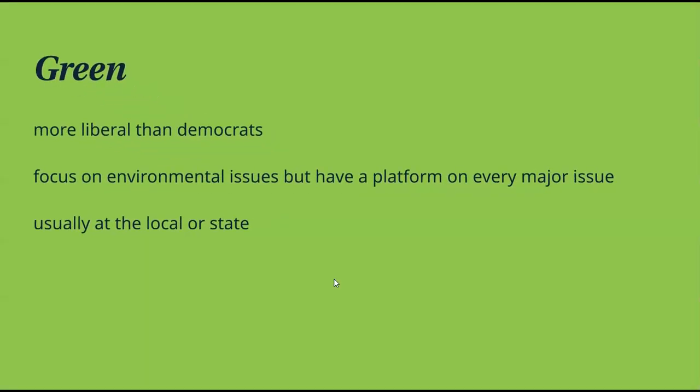The Green Party, they are more liberal than Democrats. So when we're talking about this line, if Democrats are here on the political spectrum, Green Party is usually going to be even more liberal than that. They focus on environmental issues, but they do have a platform for every major issue, so they are not a single issue party anymore. They started as a single issue party, but they have expanded. Green parties do pretty well in local elections, sometimes at state elections, but it's still a very, very small party.